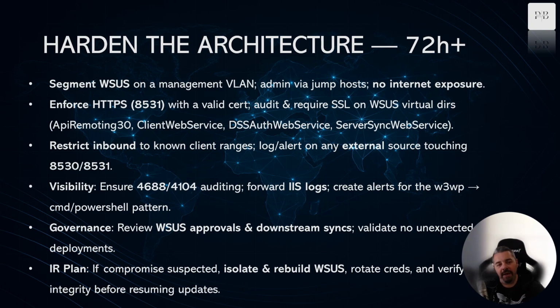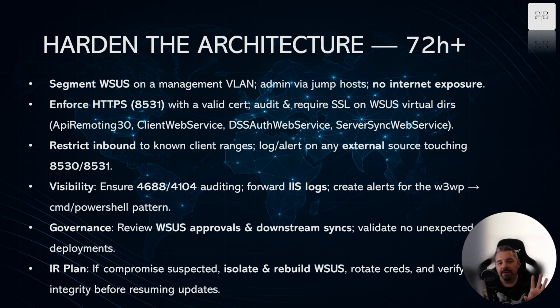Enforce HTTPS only. Bind WSUS to port 8531 with a valid certificate, as we said, and require SSL on the WSUS virtual directories you actually use. So: client web service, reporting web service, API remoting 30, server sync web service, and DSS auth web service. Keep port 8530 disabled unless you have a documented reason.